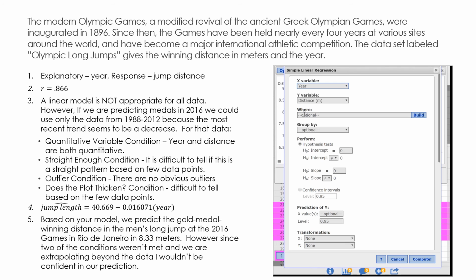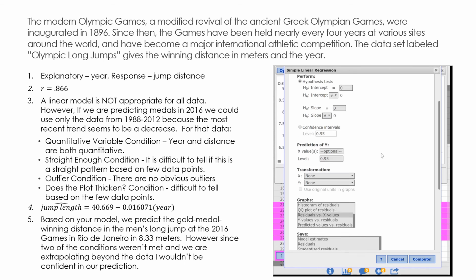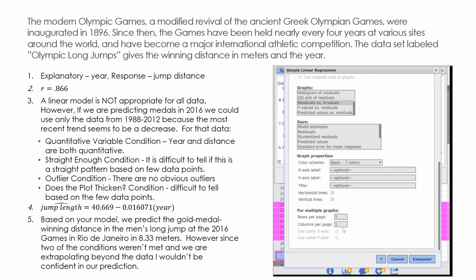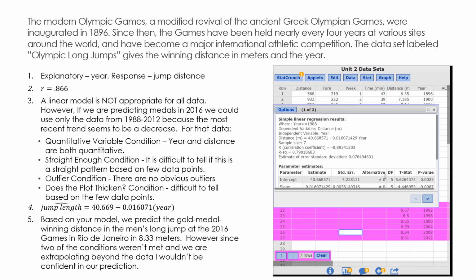And this is something we haven't done before. I'm going to go to where, and I'm going to put year is greater than or equal to 1988. So that's going to take my year variable. It's only going to look at the years from 1988 on. I'm going to keep everything else the same. And in fact, if I want to go back to 2 columns per page, I can, just for simplicity. And again, now I've got a bit stronger but negative correlation coefficient, and that's the values that I'm using.